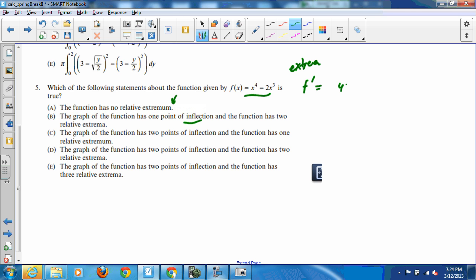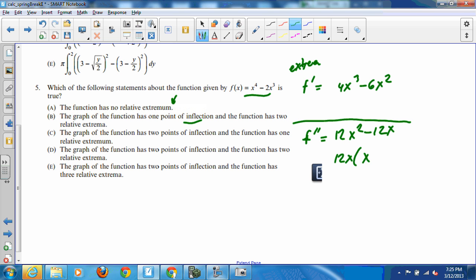So we have 4x to the third minus 6x squared. Might as well crank out the second one too. That's 12x squared minus 12x. And I think I want to do the second derivative first. Kind of go out of order. I'm going to factor out a 12x, and I'm going to get x minus 1. And that's the second derivative.